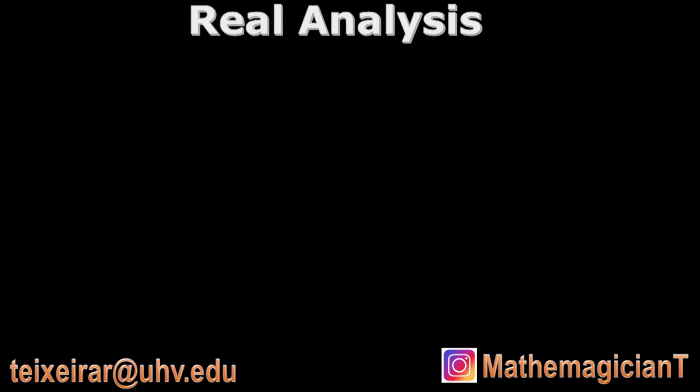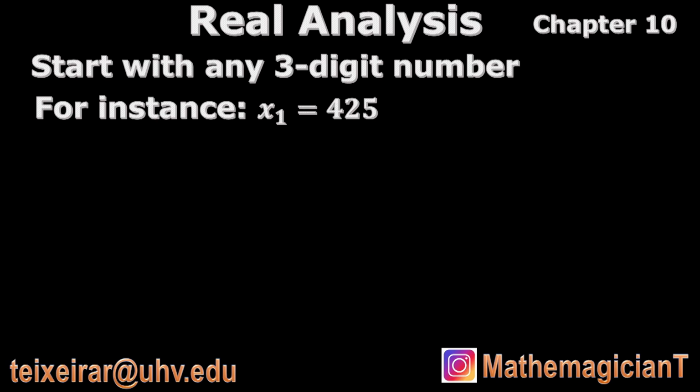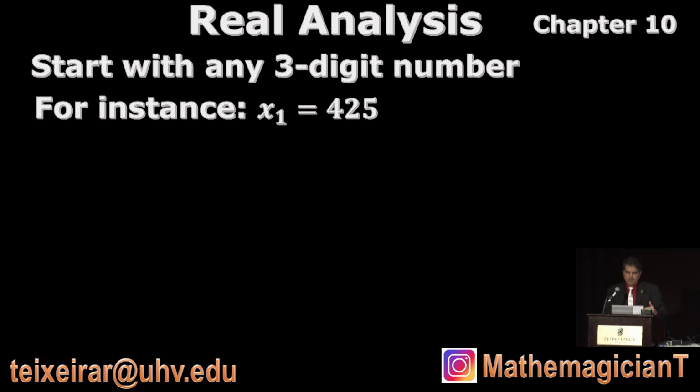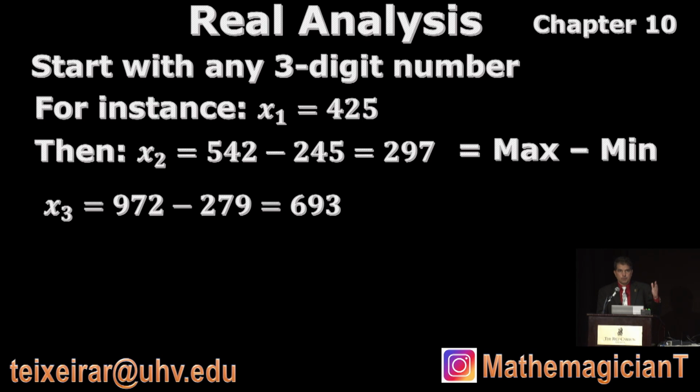For real analysis, that's one of my favorite chapters. We can start with any 3-digit number. For example, 425. And then we create a sequence of numbers. How so? The next number will be the difference between the biggest number that can be formed with the digits of the previous number minus the smallest number that can be formed with the previous number. So for example, in this case, I rearrange 425 as 542 minus 245. And the result is 297. And then x3 would be exactly the same thing with x2. We arrange the digits in decreasing order, subtract the increasing order.